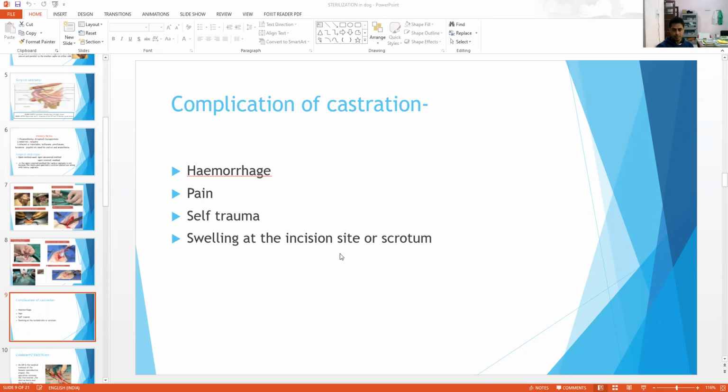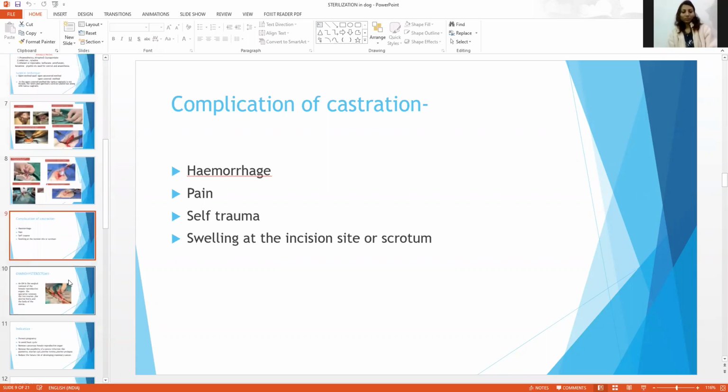And swelling. Whenever there is any surgical site swelling, we automatically use anti-inflammatory NSAIDs and all these things. So these are some common complications of castration.